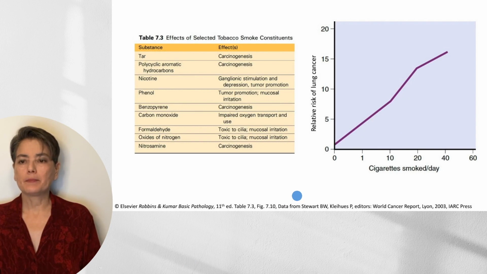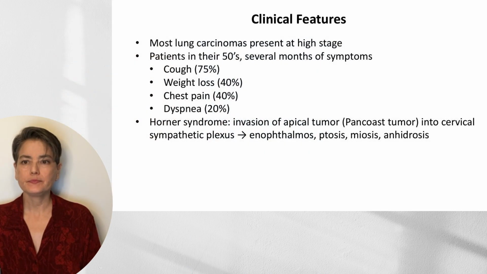But just to bring back some of the material from Chapter 7 of Robbins and Kumar Basic Pathology, Environmental Pathology, this shows you here the linear correlation between cigarettes smoked per day and relative risk of lung cancer. And this is just to remind you of some of what those carcinogens are and what these other toxins do in the lung.